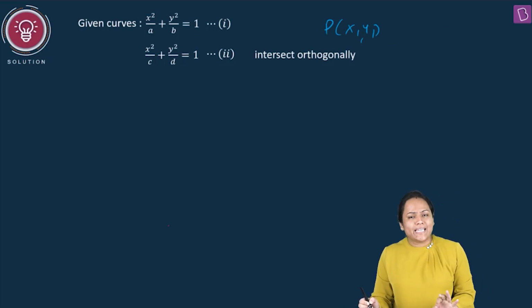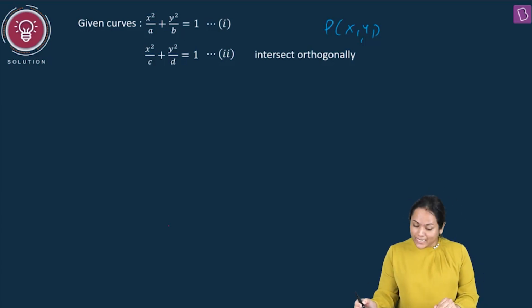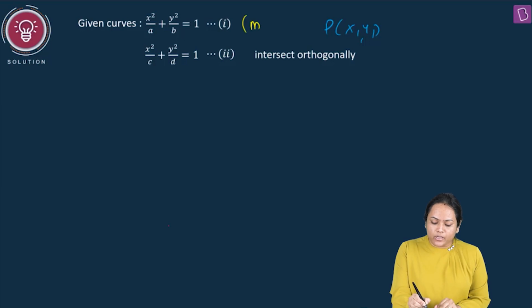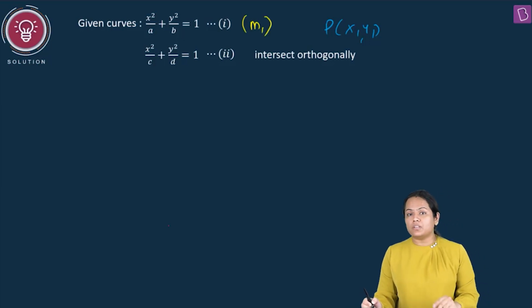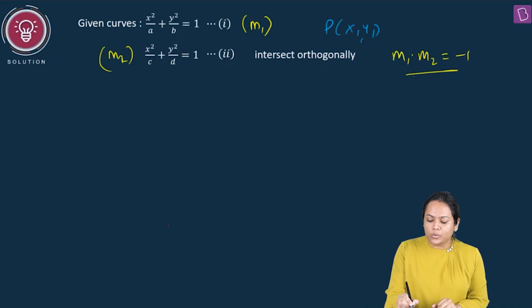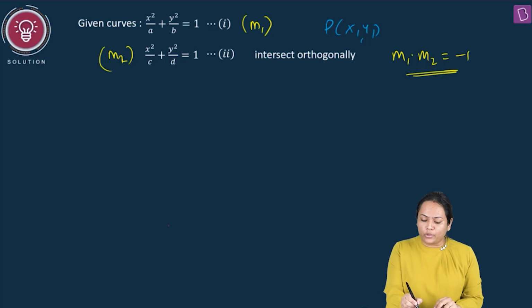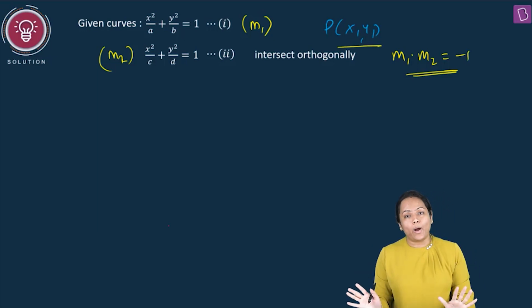So what we have seen is that the angle between tangents is 90 degrees. That means my tangents are perpendicular. That means if I find the slope of the tangent for the first curve, let's say as m1, and the slope of the tangent for the second curve as m2, I have to just apply the condition m1 m2 is equal to minus 1. And the slope has to be found at the point of intersection x1 comma y1.